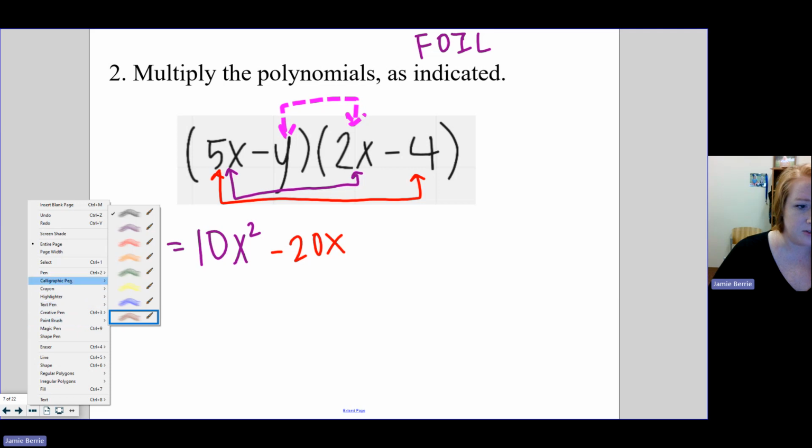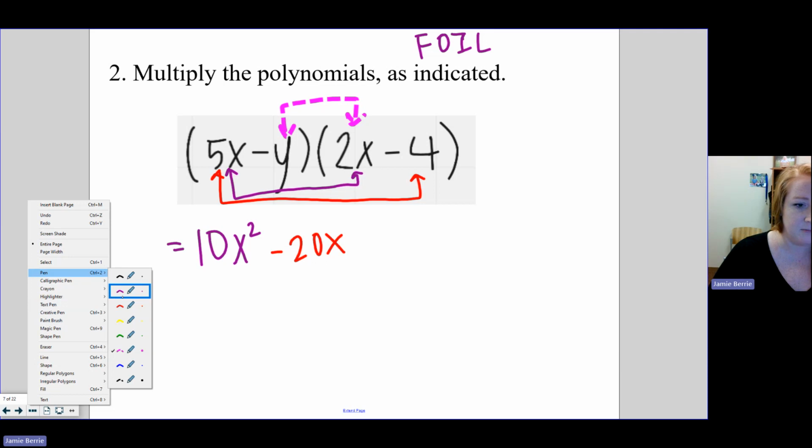I don't know why it wanted to give me a weird dotted line.